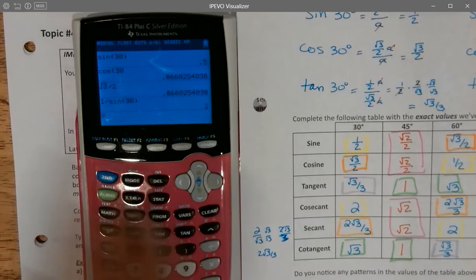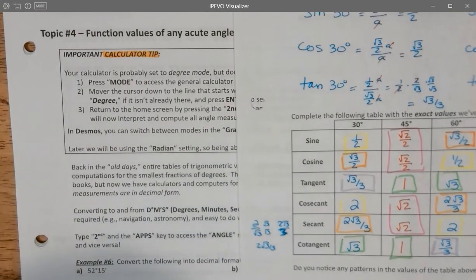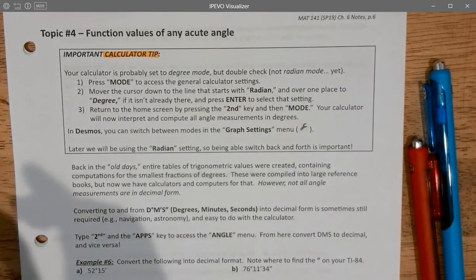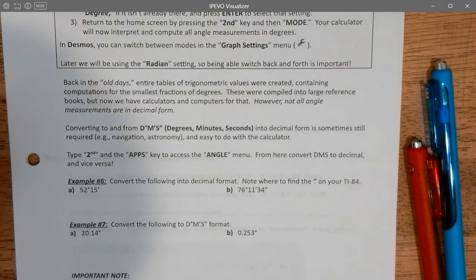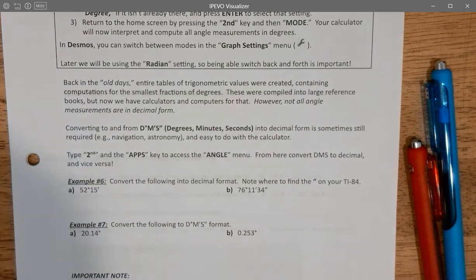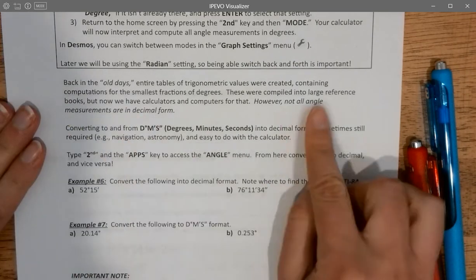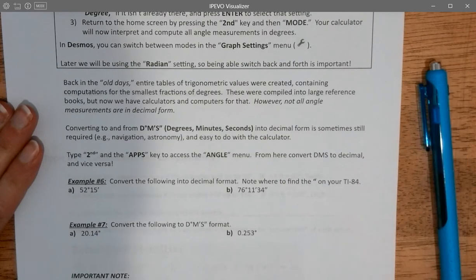All right, so let's look back over at our notes. Our calculator is again getting obsolete as we get into Desmos, which can do more things than it can. Sad little calculator. Now, back in the old days, there were entire tables of trigonometric values because even calculators weren't around, and even now those calculators are getting obsolete as we get into more and more computational power on the web.